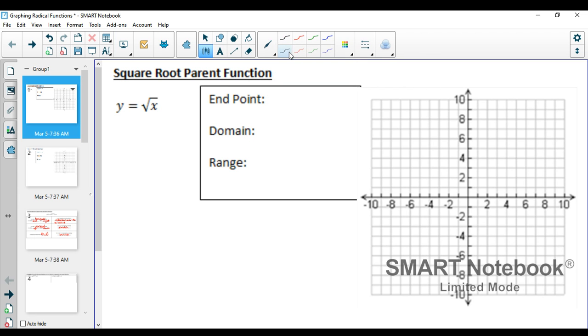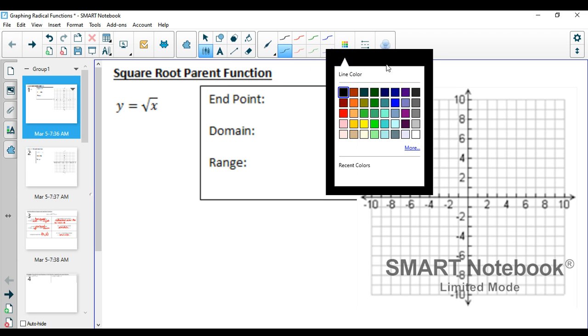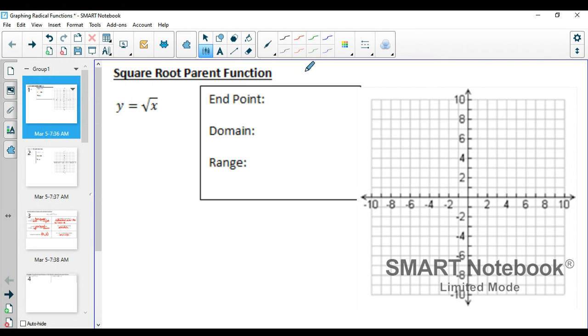All right, so our last section in this chapter is graphing radical functions. And we're going to start with two main parent functions. So remember, parent function is the most basic function of that type of function. So in this case, the square root parent function is y equals the square root of x, because the square root of x is as basic as you can get.